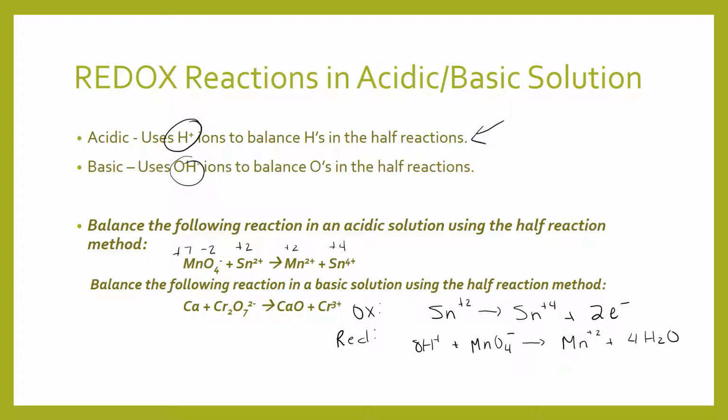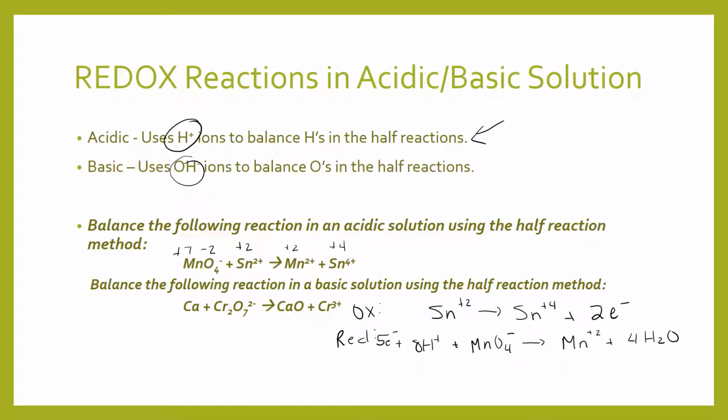If I add up my charges on the right-hand side, there's only a +2 coming from my Mn. On the left-hand side, I have a positive 8 minus 1, which is a positive 7. Well, if I add 5 electrons to this side, I get minus 5 plus 8 minus 1. That equals positive 2. Right now, my charges are balanced.